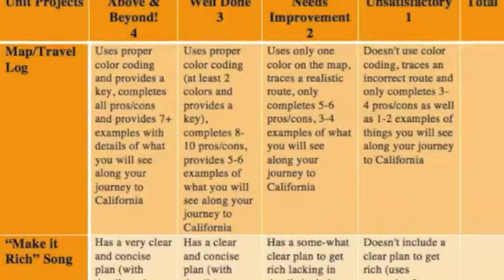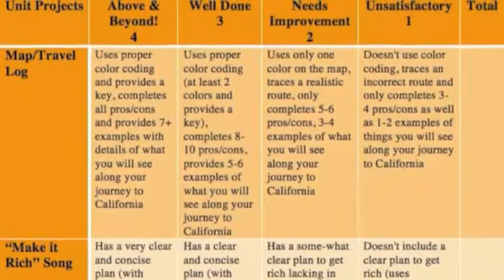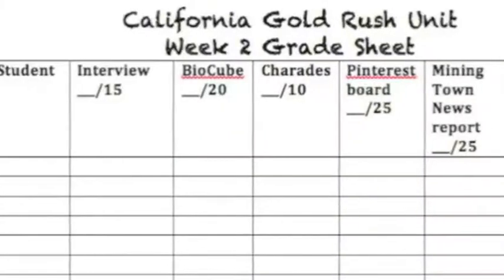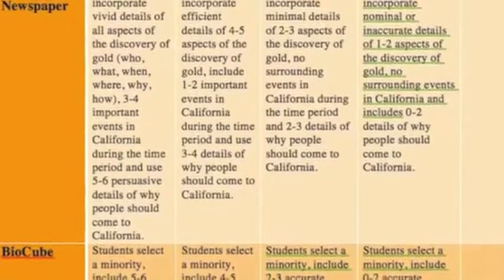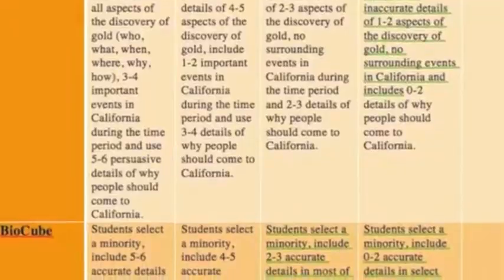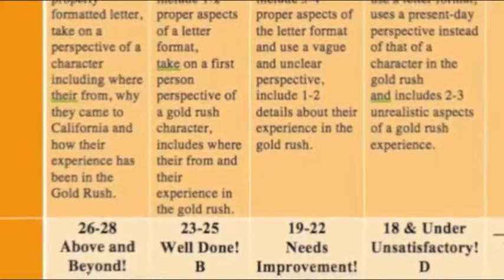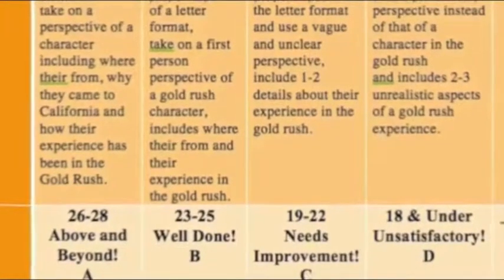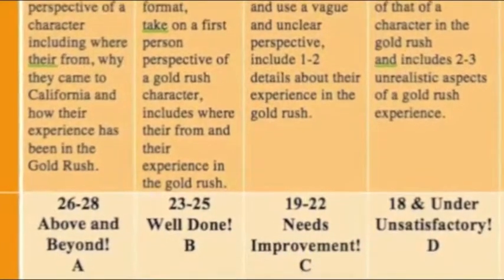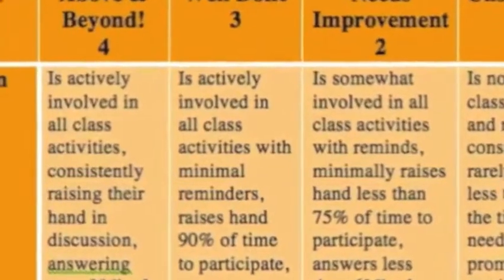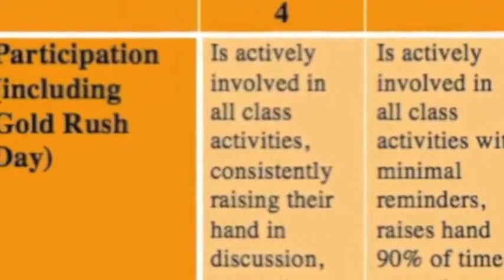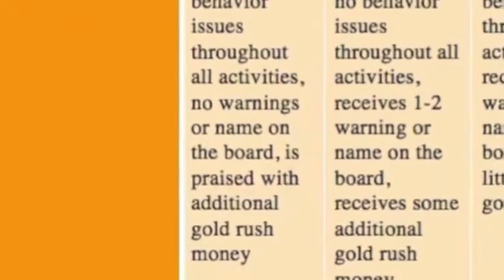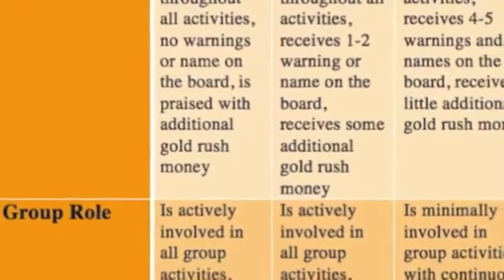Throughout this 3-week unit, students will be assessed for major projects using rubrics. With a designated point value allotted for each project, the rubrics will be used to assess student understanding of each objective in the lesson. For each project, students will receive a 4 for above and beyond, a 3 for well done, a 2 for needs improvement, and a 1 for unsatisfactory. In addition, students will be given points for participation in such things like discussion and group work, as well as their behavior and their contribution to collaborative activities.